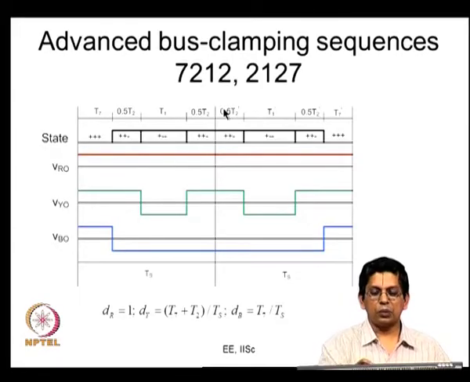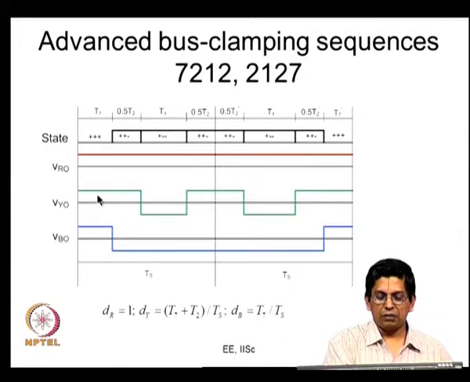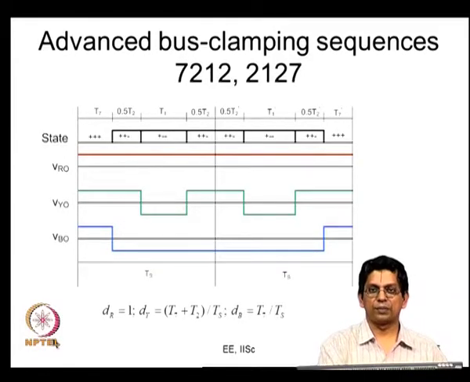Similarly, if you look at the sequence 7, 2, 1, 2, 7, here R does not switch at all, so the duty ratio is 1. What is the Y phase duty ratio? It is T7, which is basically Tz, plus 0.5 T2 plus another 0.5 T2, divided by Ts. So it is T7 plus T2 by Ts. What is the duty ratio of B phase? It is T7 divided by Ts. Here again this duty ratio is the same as for 7, 2, 1. The same can be said about 2, 7, 1 also.